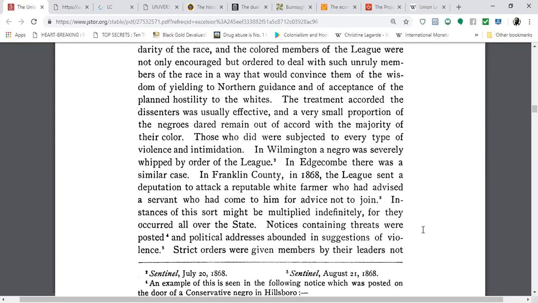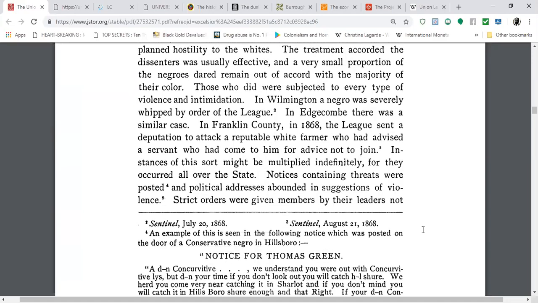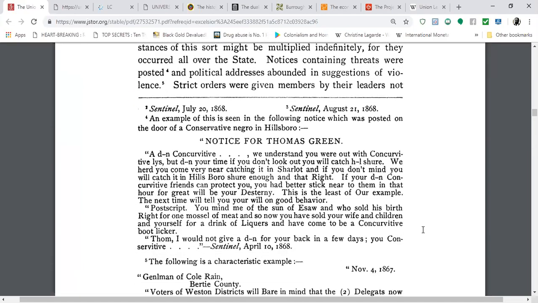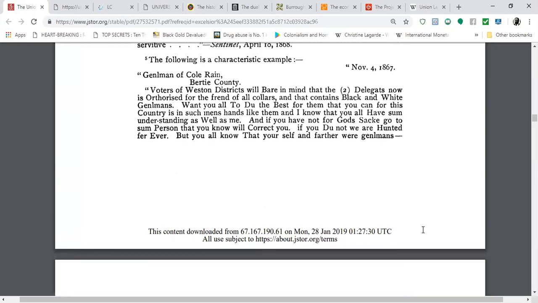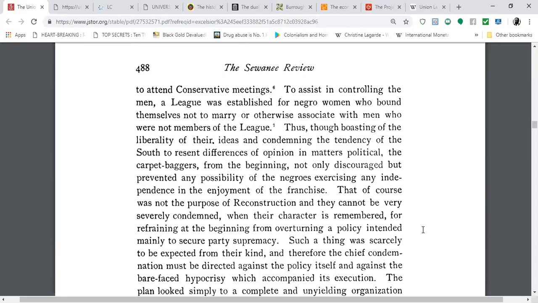Notices containing threats were posted. Political addresses were bound in suggestions of violence. Strict orders were given by their leaders not to attend conservative meetings. To assist in controlling the men, the League established societies for Negro women, who bound themselves not to marry or otherwise associate with men who were not members of the League.